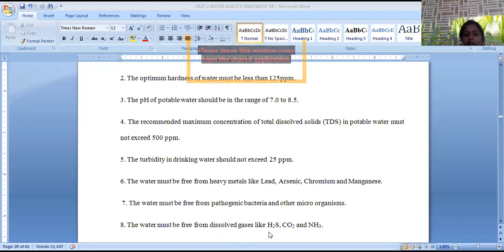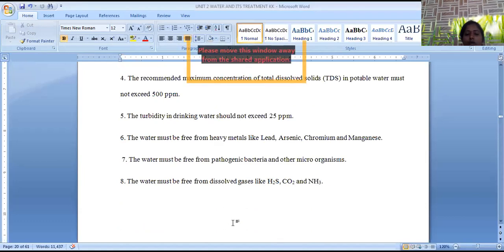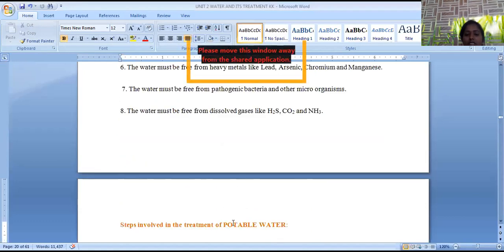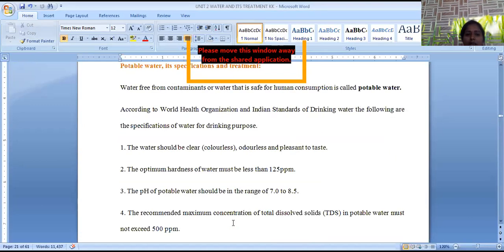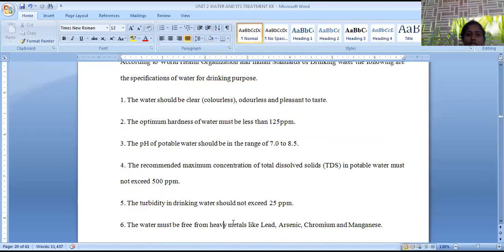And there should be no dissolved gases like hydrogen sulfide, carbon dioxide, ammonia. When these gases are present in water, again this water is not fit for drinking. That's why potable water should be free from these dissolved gases. These are the important specifications given by the World Health Organization and Indian Standards of Drinking Water. So when water maintains all these conditions, then it is fit for drinking.